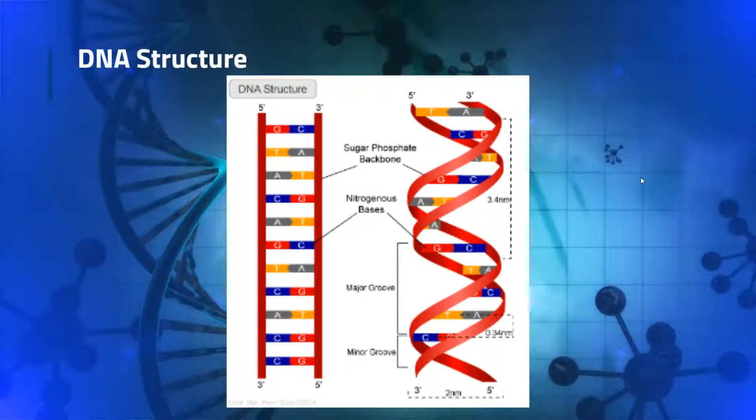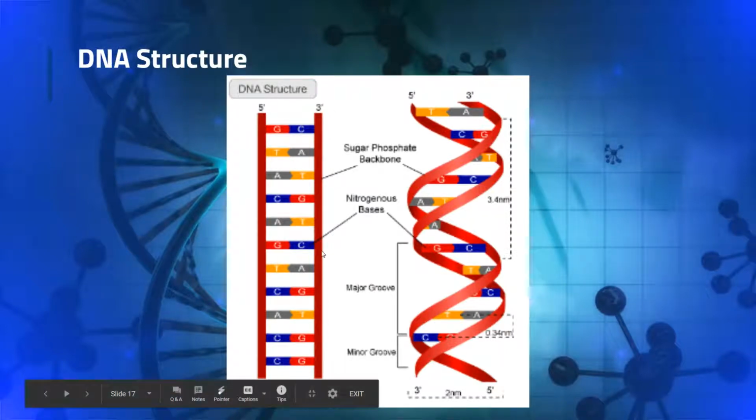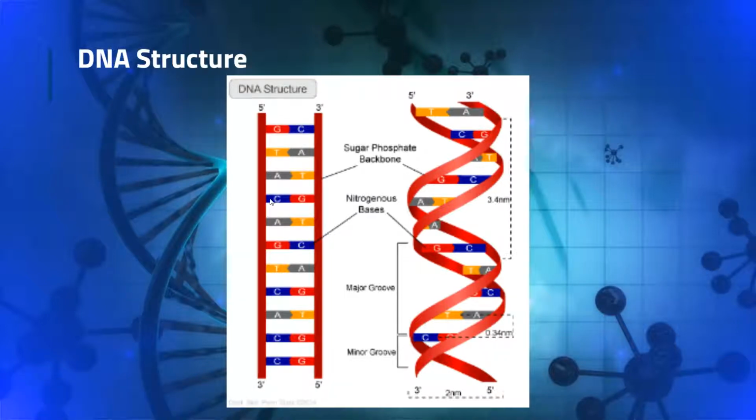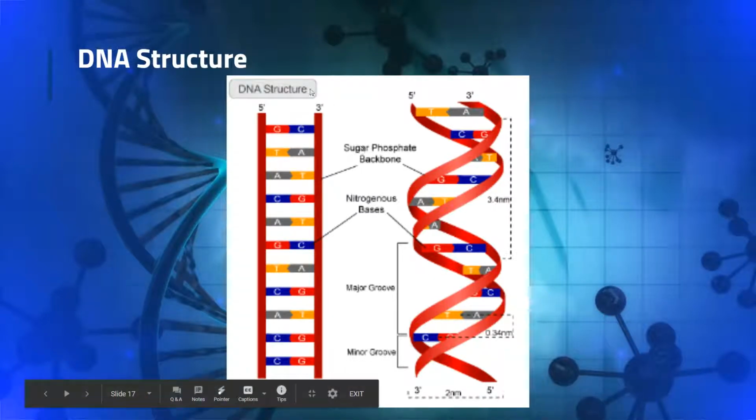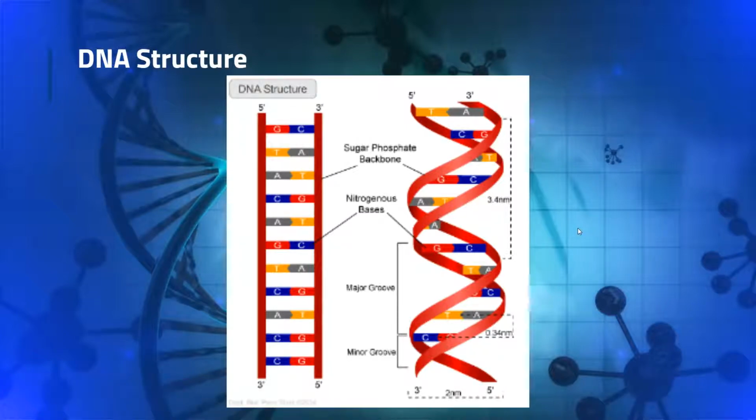So once again, structure of DNA: we have a sugar and phosphate backbone. We have the nitrogen base pairs that make up the steps of the ladder. And this is just the simplified version. The actual 3D structure is a twisted ladder like this, and it's called a double helix.